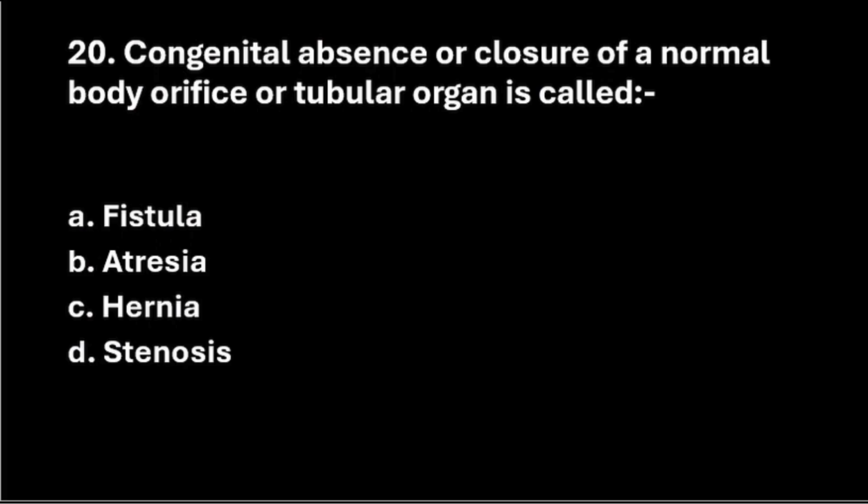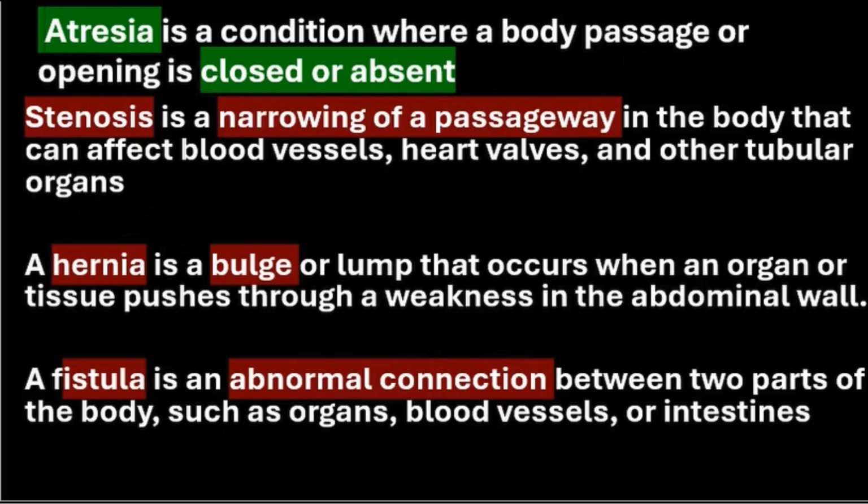fistula, option B, atresia, option C, hernia, and option D, stenosis. Let us see the right answer. The right answer here is option B, atresia. Atresia is a condition where a body passage or opening is closed or absent. Stenosis is narrowing of a passageway in the body that can affect blood vessels, heart valves, and other tubular organs. So atresia is closure or absence.